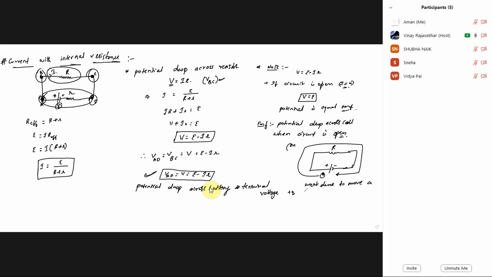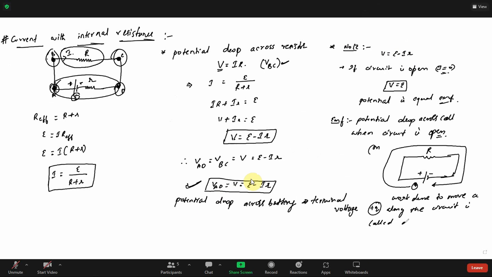Now the work done to move a positive charge along the circuit is called EMF. Please remember this point and definition. So two definitions are there. Potential drop across the cell when the circuit is open, that is one definition. The next definition is that the work done, or the energy required, to move a positive charge along the circuit, or in the entire circuit, is called EMF. So please note it down, then we'll go for the next point.